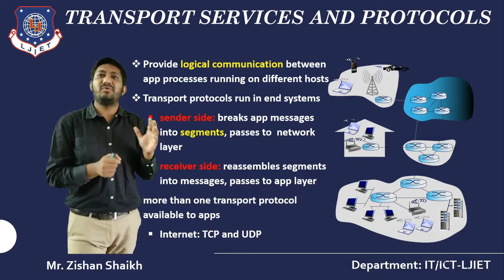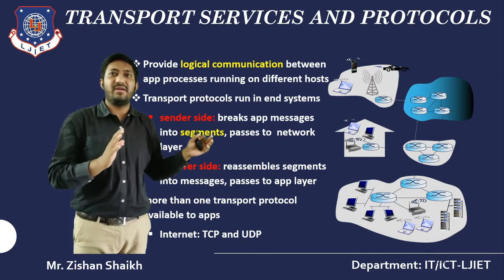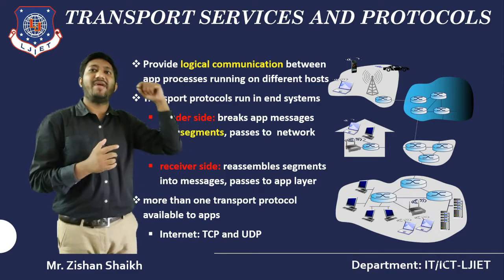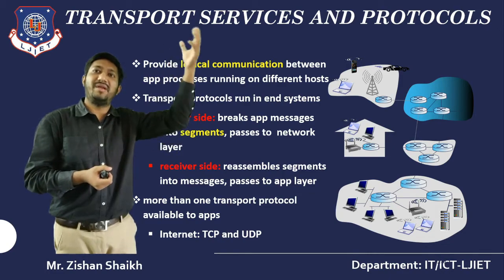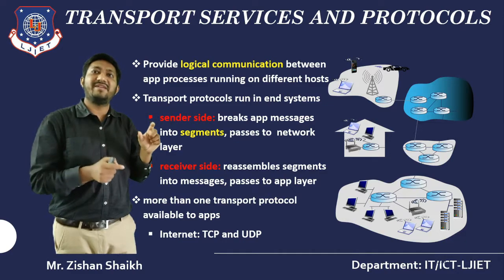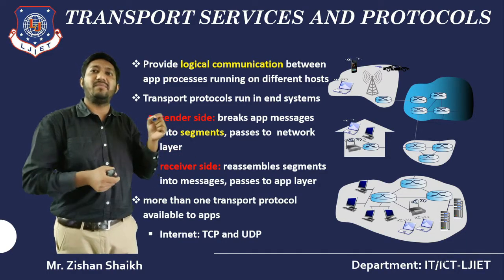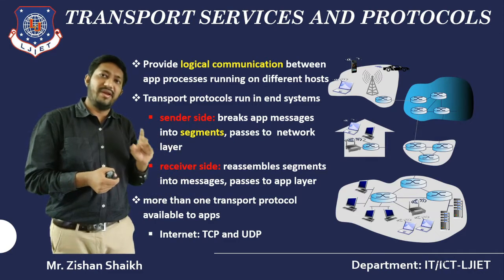We already discussed the network layer. The network layer uses the concept of fragments to send the data to the lower level. But the transport layer takes the data from the upper layer, the application layer, breaks that data into smaller parts known as segments, and then after processing, sends it to the lower level, that is your network layer.